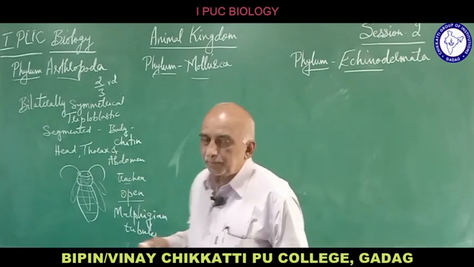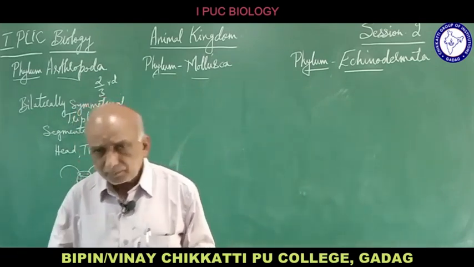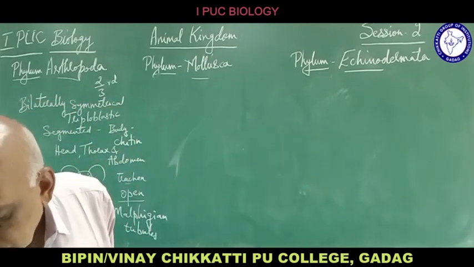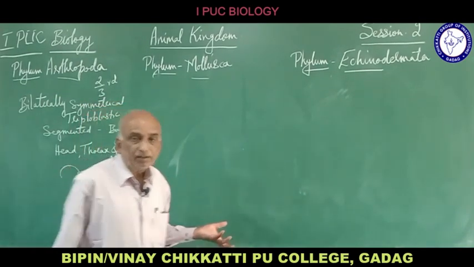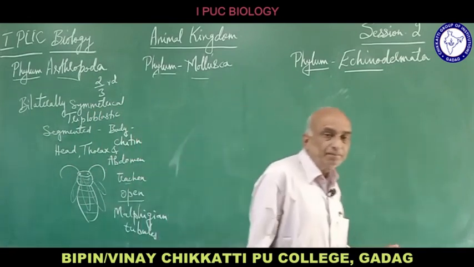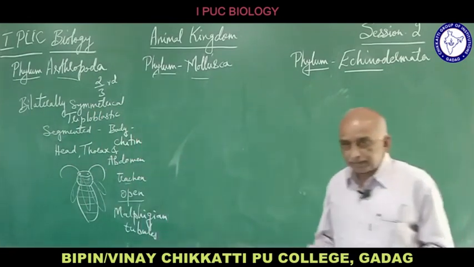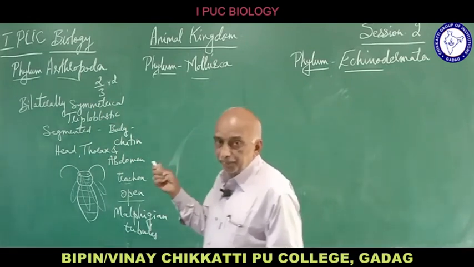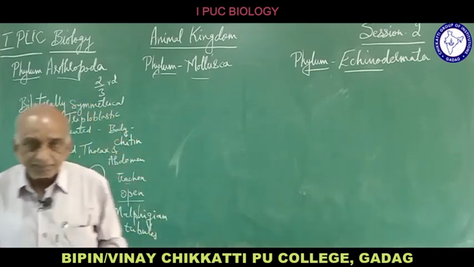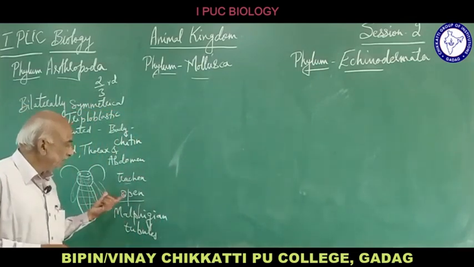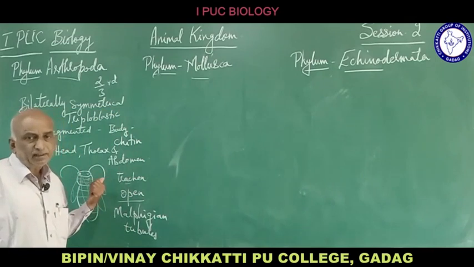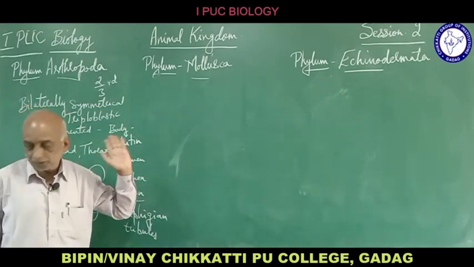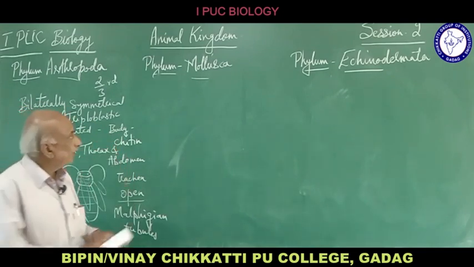And then if you come to the examples of this, all insects come under this. In addition to that, we come across the scorpion, crab, spider, then prawns. Prawns which are edible, scorpion which is a harmful creature, and also spider, all these examples, plus all insects come under this phylum Arthropoda. So that is about phylum Arthropoda.